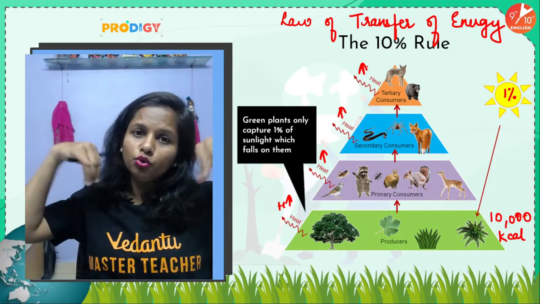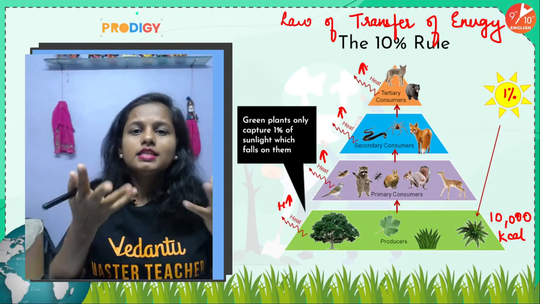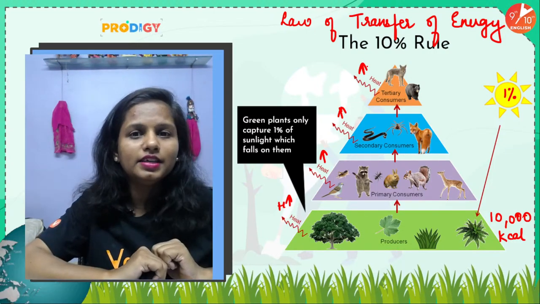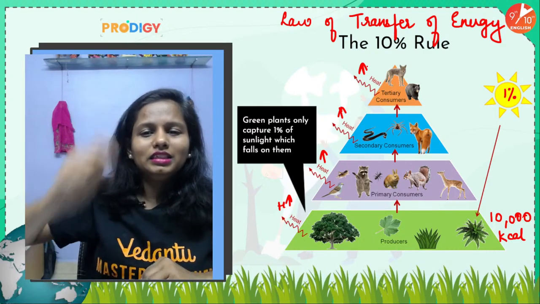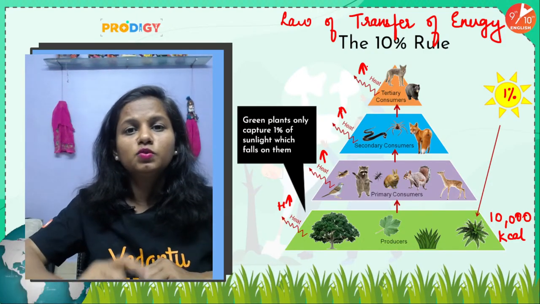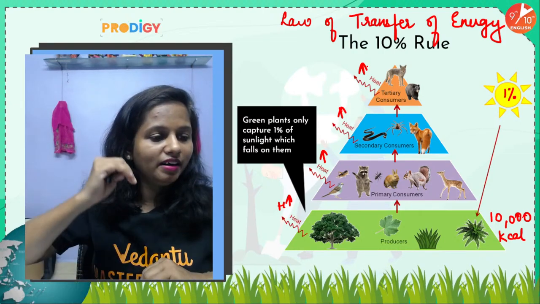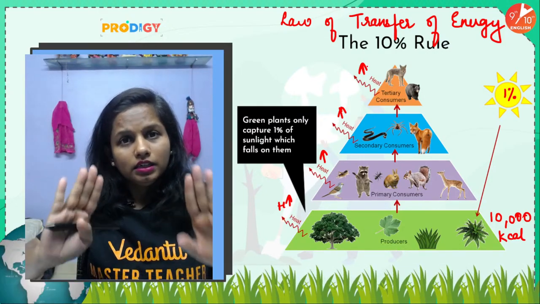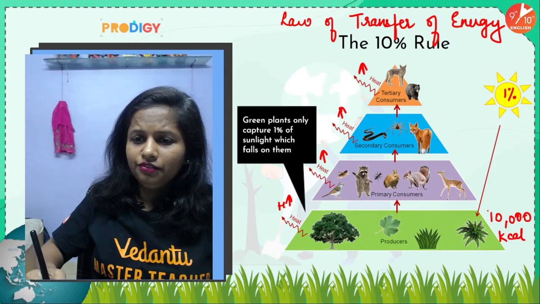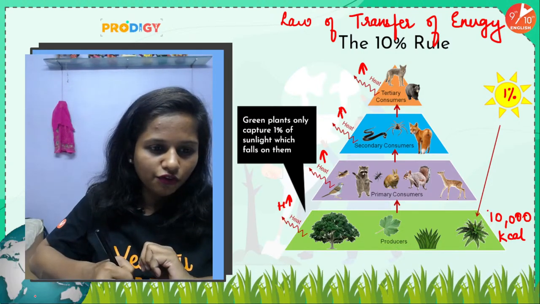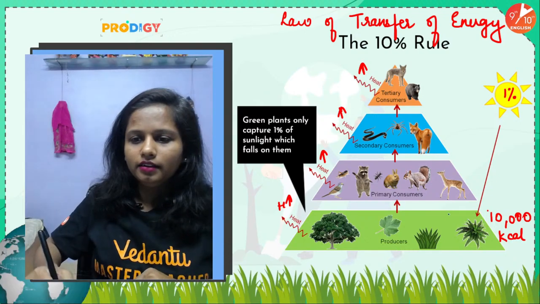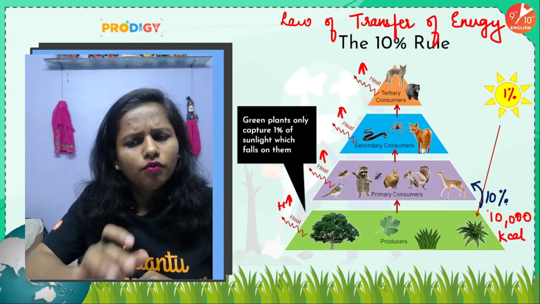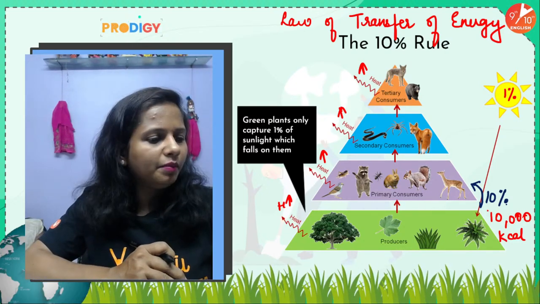Kuch use kiya, kuch lose kiya, kuch pass kiya. Means, some amount of energy is being used, some amount of energy is being lost into the surroundings in the form of heat energy, and only a little, merely 10% of the energy, is being made available to organisms present on the next trophic level. So if the green plants have 10,000 kilocalories of energy, and as per this 10% law of transfer of energy they transfer only 10%, what will be the amount of energy made available to primary consumers?